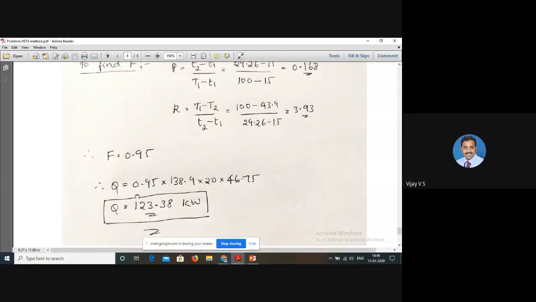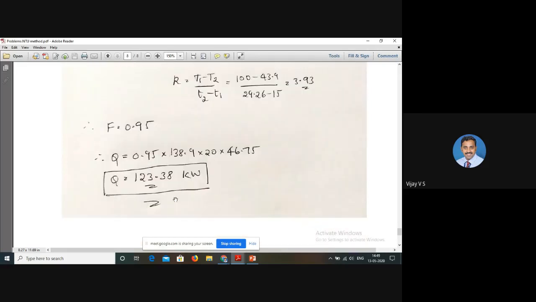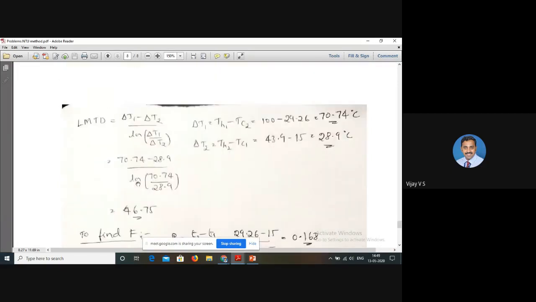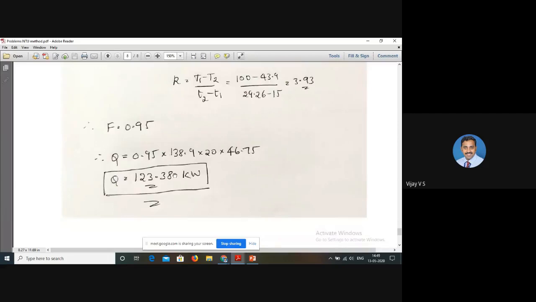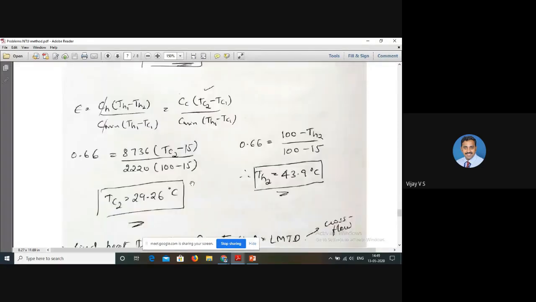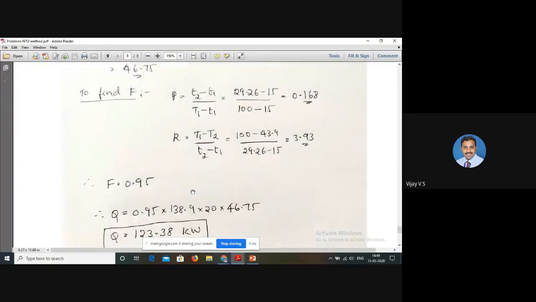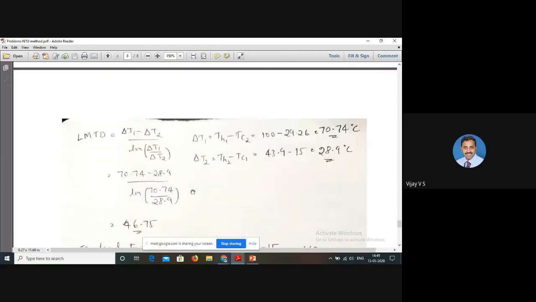Therefore, Q is equal to F, which is given, times U, which I know, times area, 20 meters square, given, times LMTD, which I know. So the total heat transfer is 123.38 kilowatt. This Q they have not asked, but I did it just to show the method. So this is how to find Q and also effectiveness for a cross flow heat exchanger.